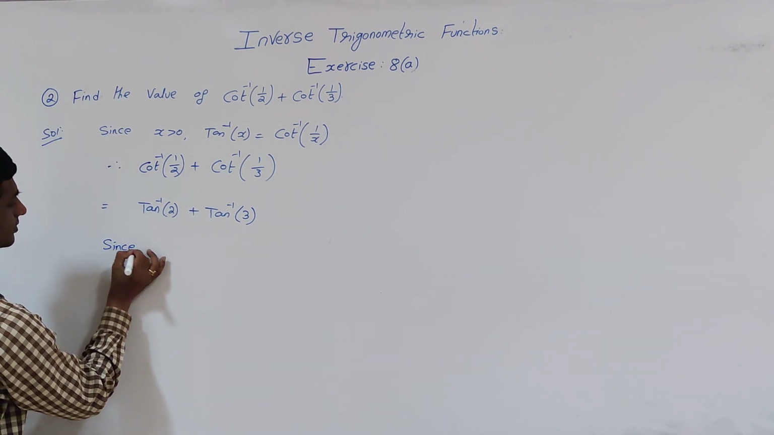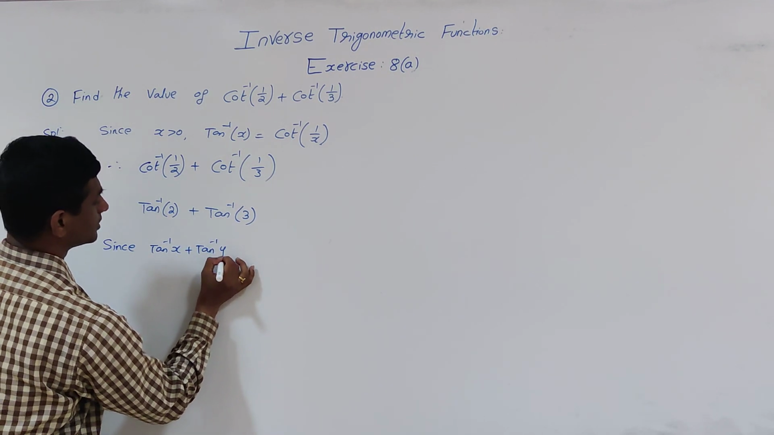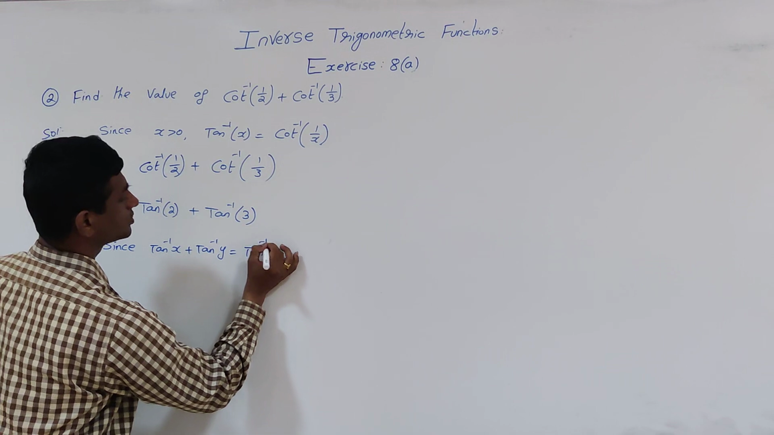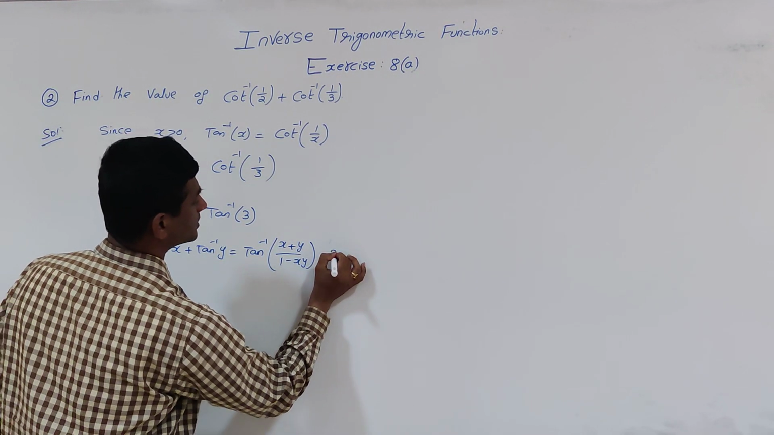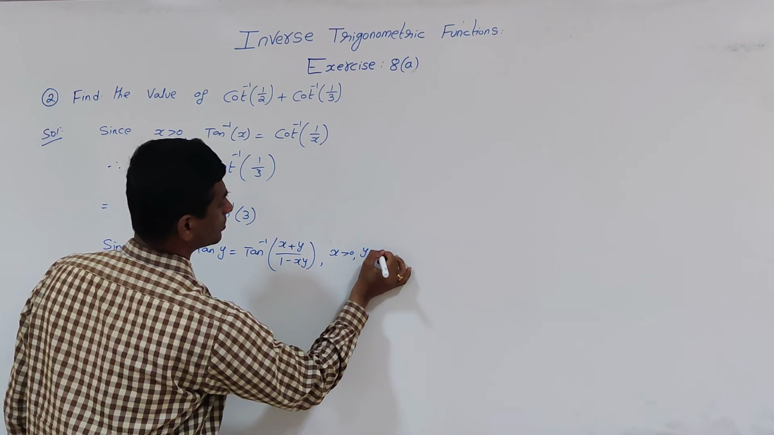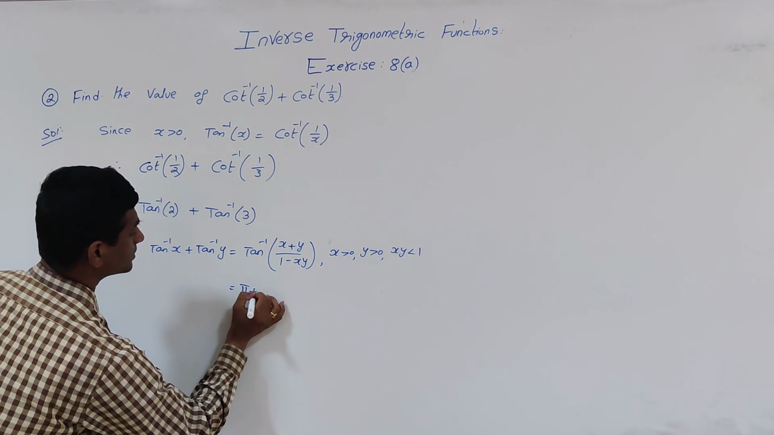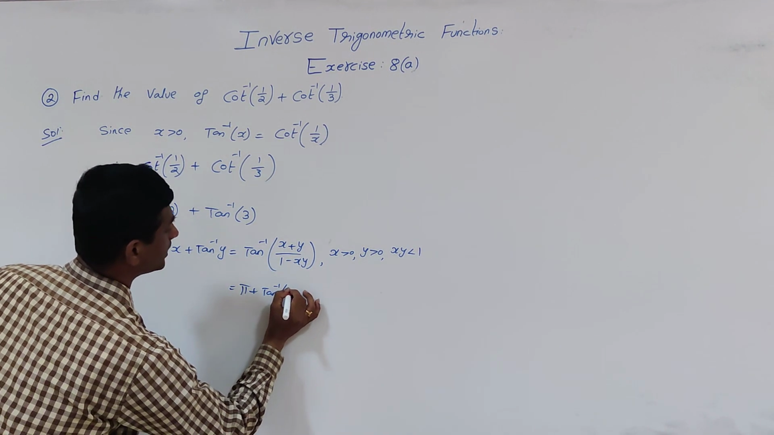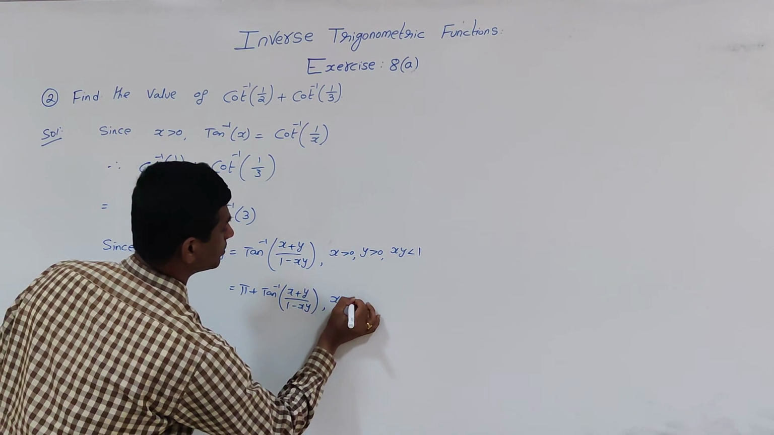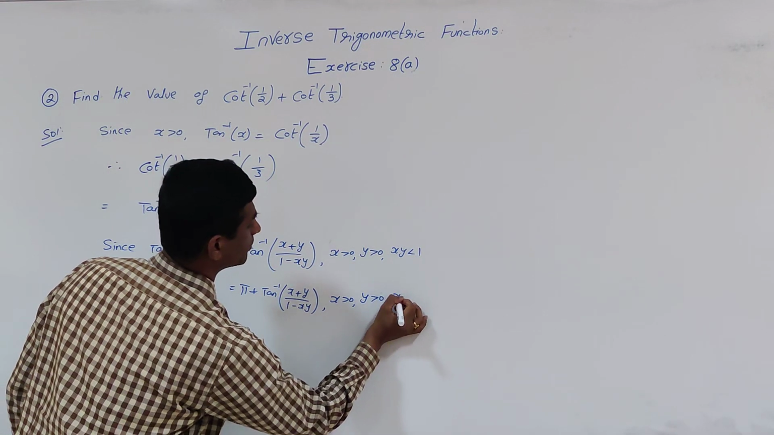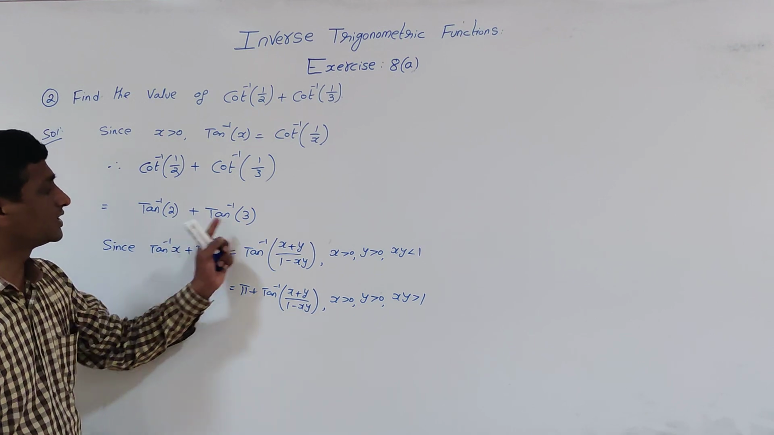Since tan inverse of x plus tan inverse of y is equal to tan inverse of (x plus y) by (1 minus xy) if x is greater than 0, y greater than 0 and xy less than 1, and pi plus tan inverse of (x plus y) by (1 minus xy) if x is greater than 0, y is greater than 0 and xy is greater than 1. So which condition we have to apply? We have to check the conditions.